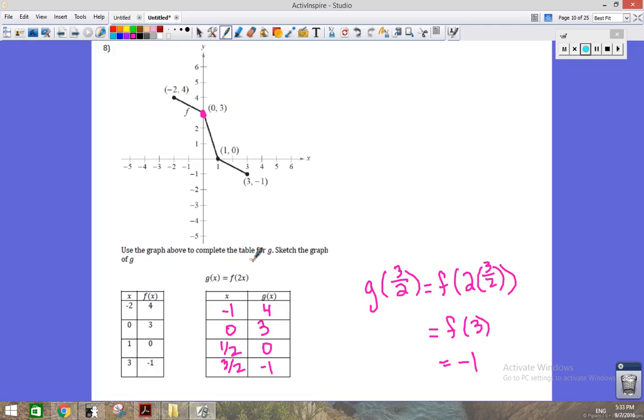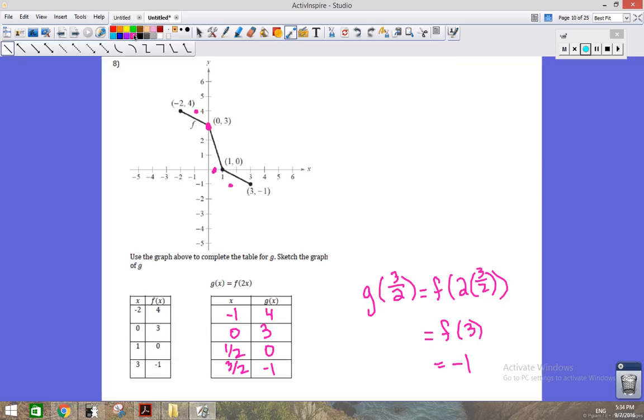So let's plot these points and see what we observe. -1, 4 is here. 0, 3 we've already plotted. 1/2, 0 is, say, right there. Just going to have to eyeball it. 3/2 is about 1.5, and then if I go down 1 is there. So if we connect the dots, what do we have? Connect the points.